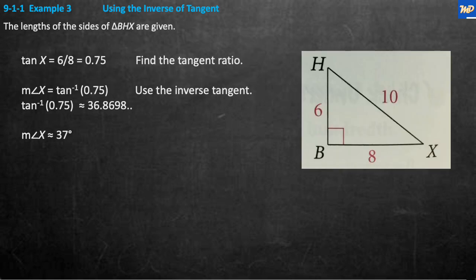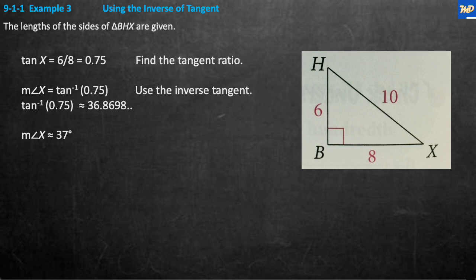Example 3, using the inverse of the tangent. The lengths of the sides of triangle BHX are given. You can look at the diagram. HB is 6, BX is 8, and HX is 10. So those are the side lengths. The tangent of x is equal to 6 divided by 8, which is equal to 0.75.